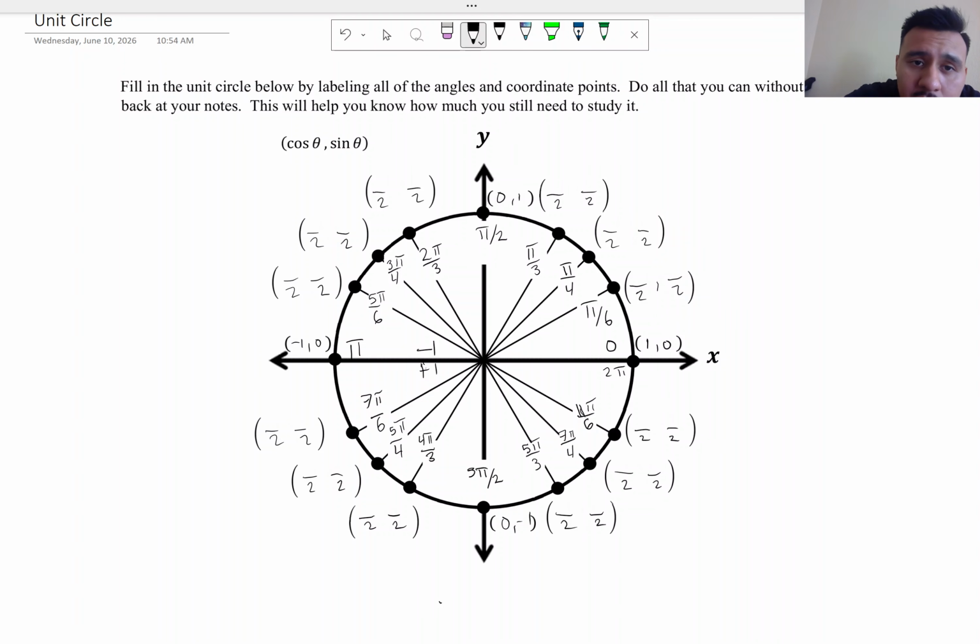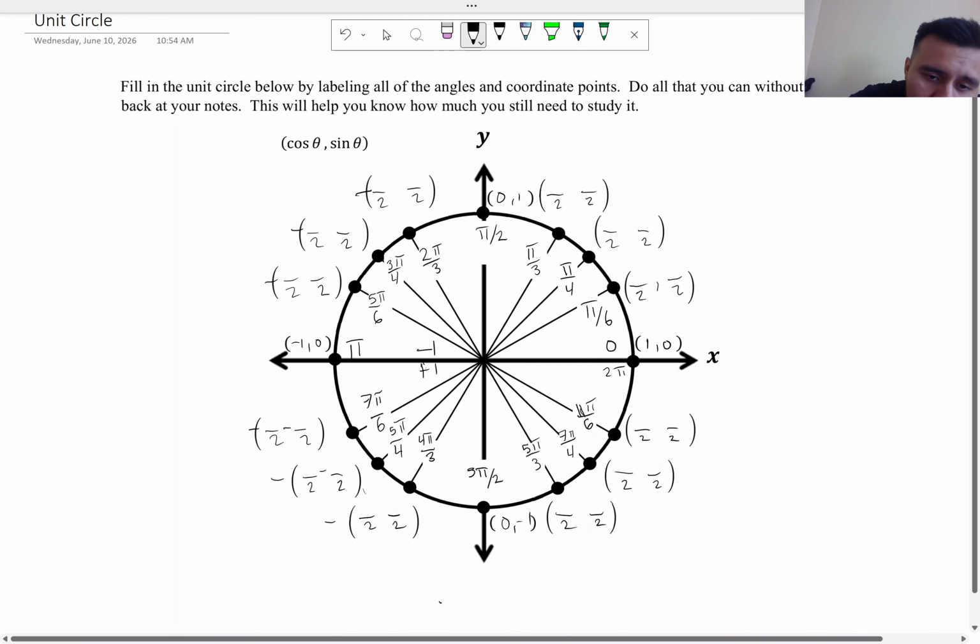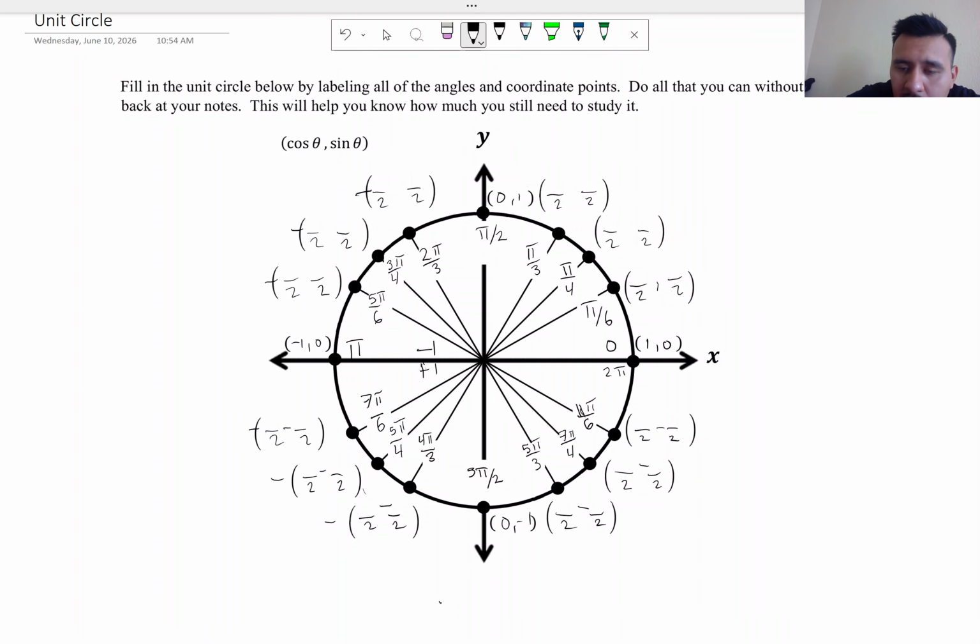I know that on my second quadrant, the x values are going to be negative, so I'm going to put a negative here, negative here. I know in the third quadrant, both are negative, so negative, negative, negative, negative. And then for the last one, the y's are negative, negative, negative, and negative, right? Okay, perfect. All right, I have my signs correct.